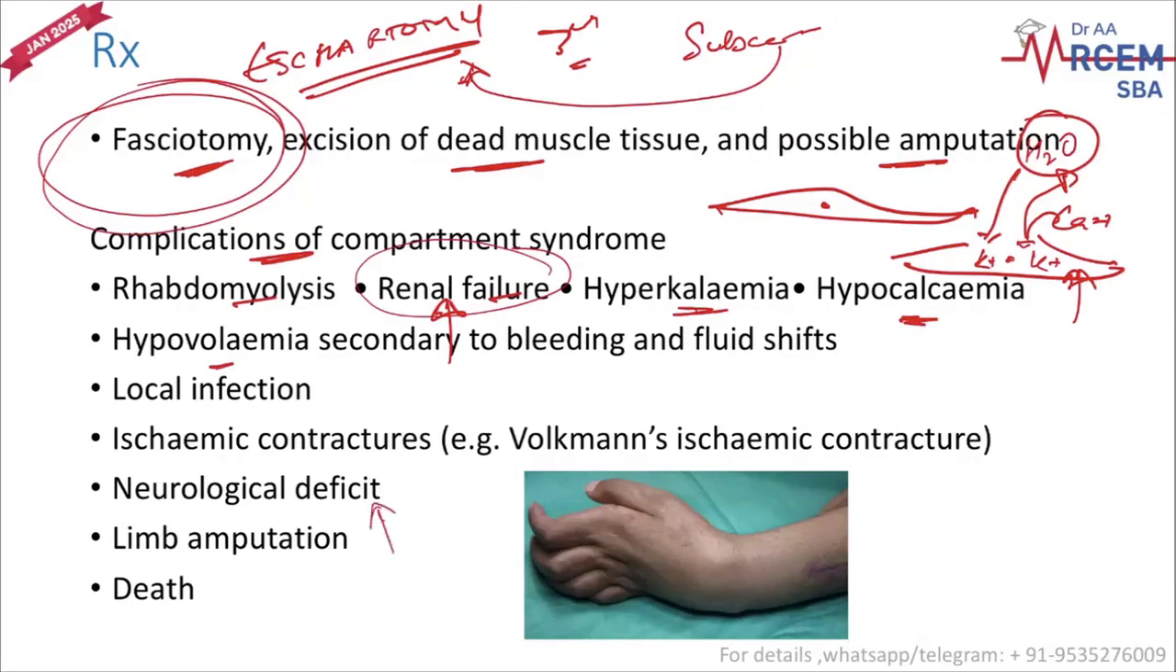Obviously, there will be some compromise on the nerves, so neurological deficit will be there. If the condition is worse, then amputation might be required. Sometimes even death can occur. Ischemic contractures can occur because the muscle has gone into spasm because of the increased pressure. Local infections: patients are predisposed to infections because blood supply is compromised there, so your protective cells like WBCs cannot go there, resulting in local infections.